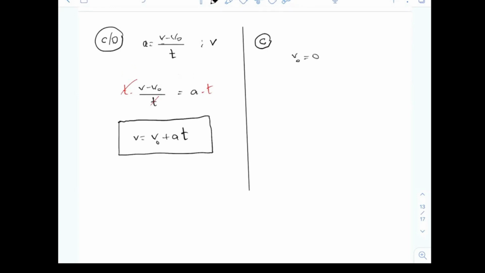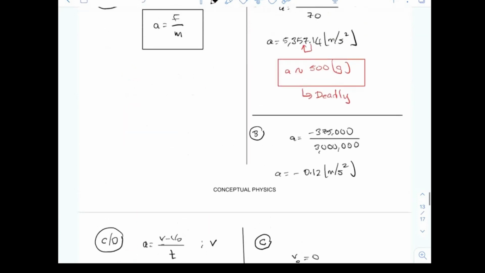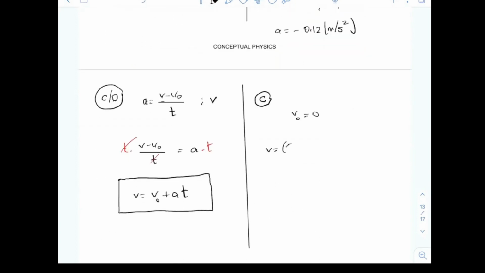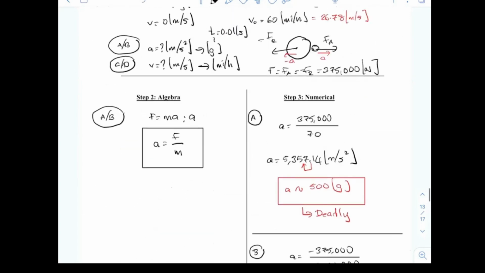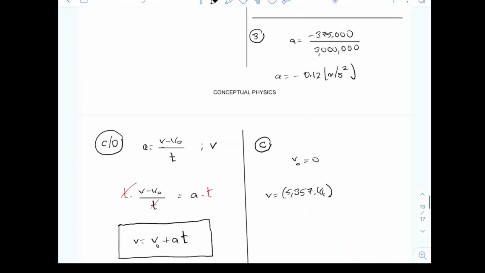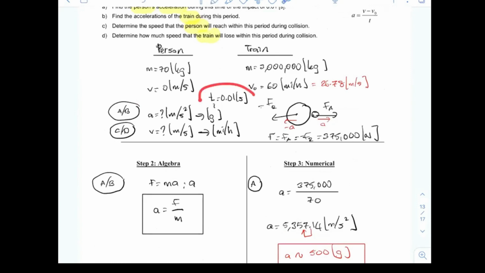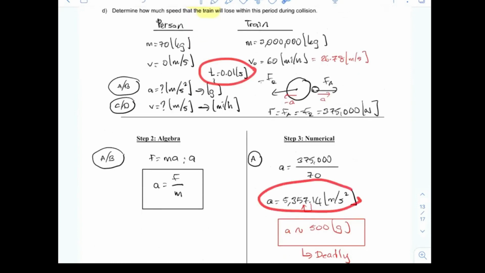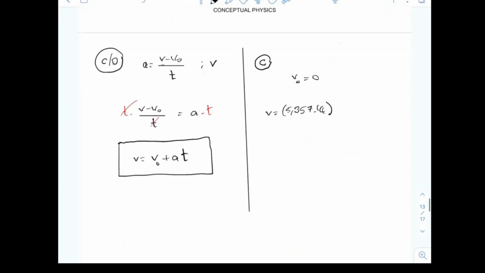All right, so this is going to be 0. What that means is this person has an acceleration. What's the acceleration? The acceleration of this person is going to be 5,357.14. And the impact time, the duration of the impact, is going to be 100th of a second. So the duration of the impact is here, the acceleration of this person is here, so you've got to multiply those two.